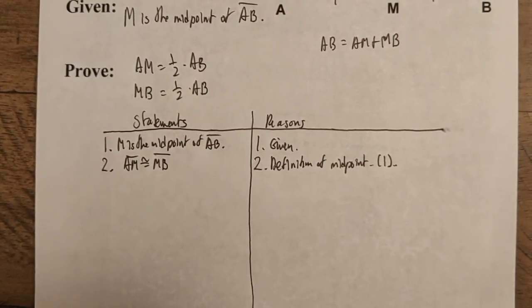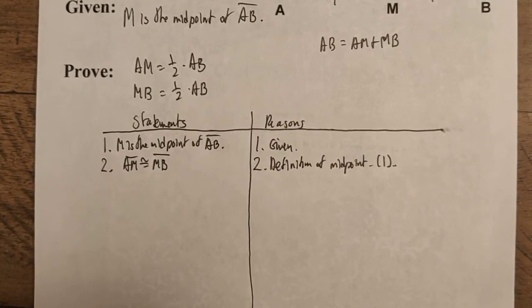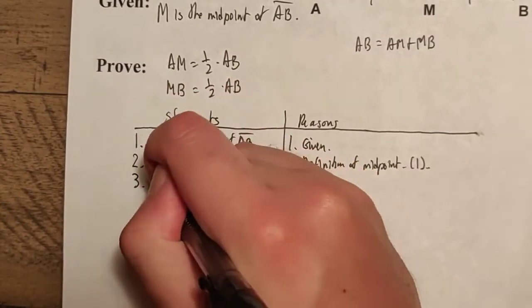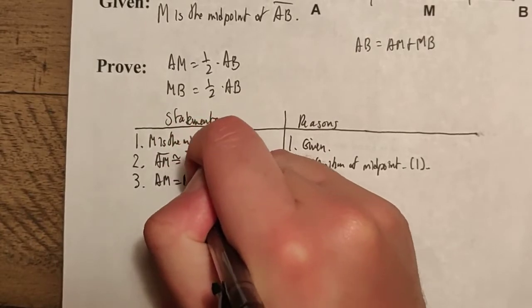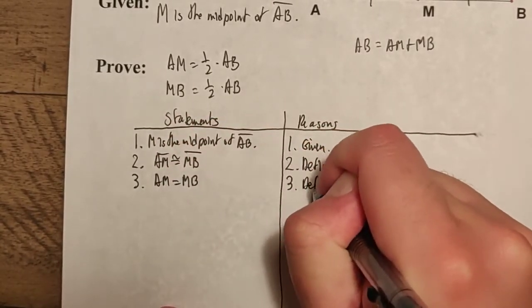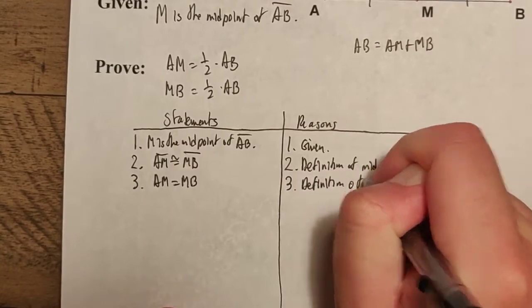And note that we can do that by our definition of congruence. We know that congruent segments have equal measure here. So the next statement here will be AM equals MB here. And that's going to be our definition of congruence.